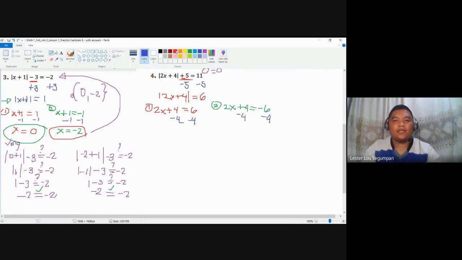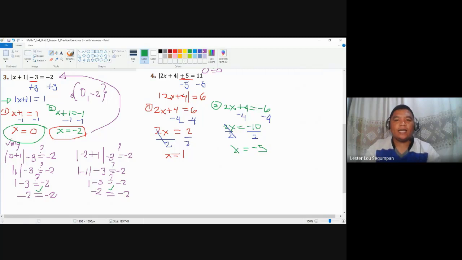So you will have the expression 2x, that's 0 already. 6 minus 4 is positive 2. Divide both sides by 2. The value for x in case 1 is positive 1. For case 2, you will have 2x, that's already 0. Negative 6 minus 4, check your integers, that's negative 10. Divide both sides by 2. Cancel that out. The value is x is equal to negative 5.